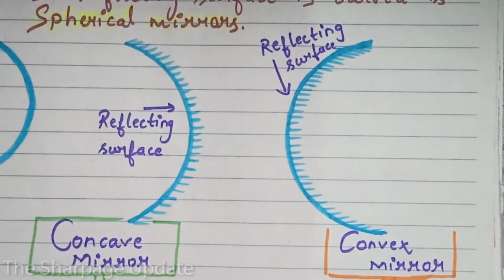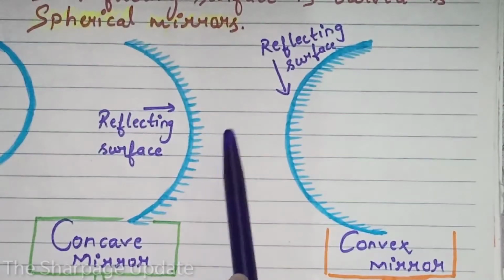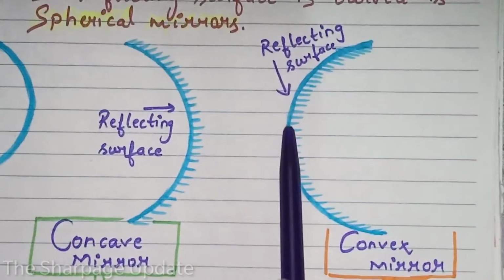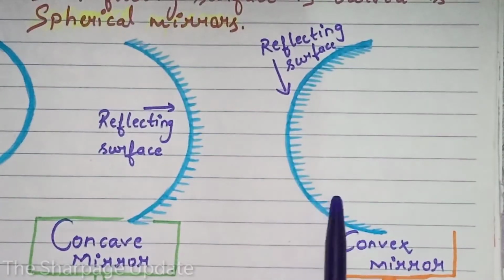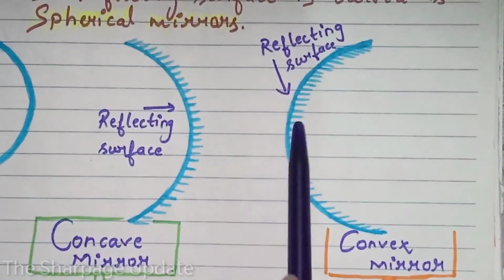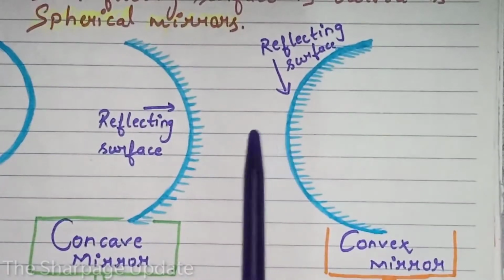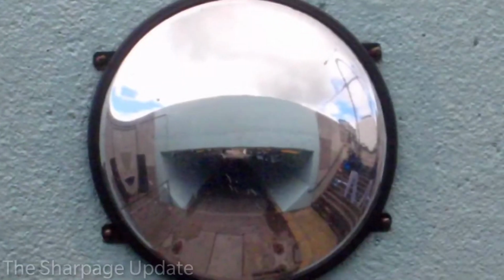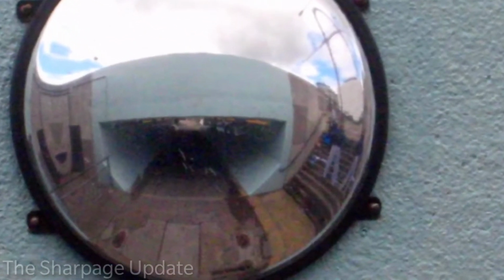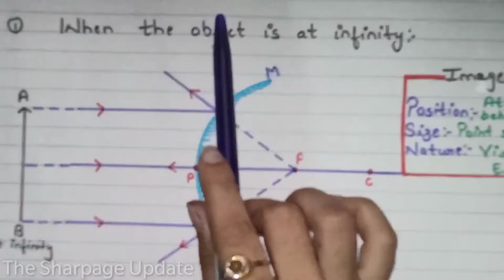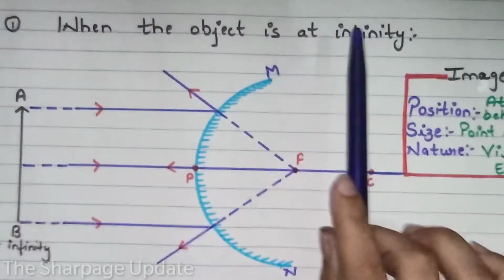Dear students, we already know about the convex mirrors. The reflecting surface of a convex mirror is curved outwards, and this mirror is a diverging mirror. Right, students? Now let's study about the image formation by convex mirror.